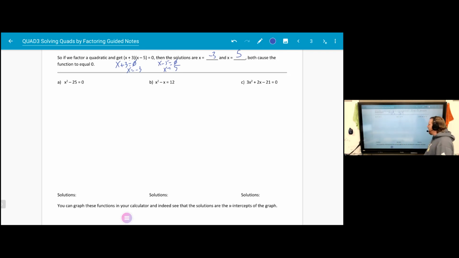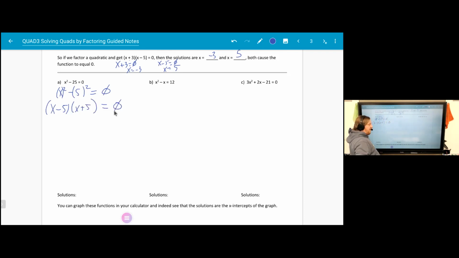X squared minus 25 equals 0. Does it equal 0? Yes, it does. Can we take a greatest common factor out of x squared and -25? No, we can't. But wait a second. That's interesting. That looks like 2 squares. You know what? This is like x squared minus 5 squared. This is that difference of 2 squares I was telling you about. This ends up being x minus 5 times x plus 5 equals 0.